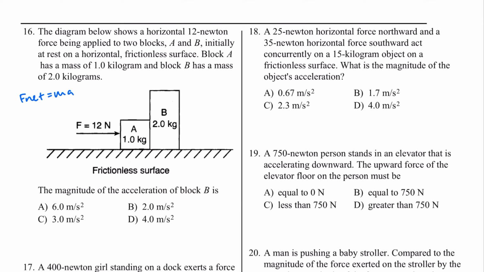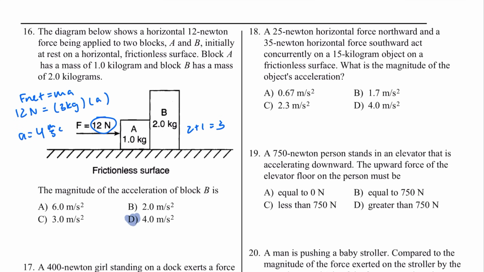So F net is being told right here, so 12 newtons is equal to mass. So these two objects are being pushed together, so their masses are going to combine. So 2 plus 1 equals 3. So 3 kilograms times acceleration, plug in, acceleration is going to be 4 meters per second squared, which is answer choice D.